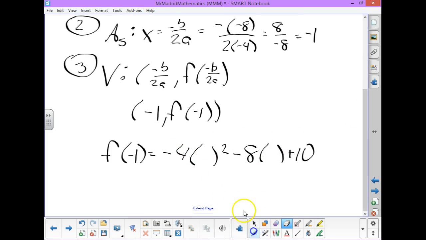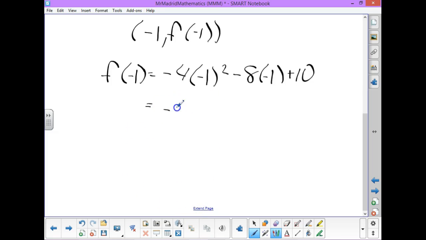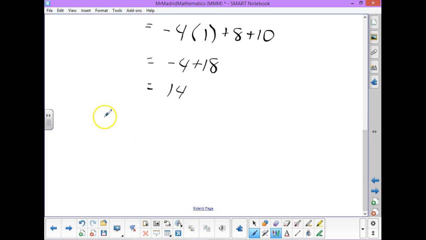And see, what I'm doing here is I'm leaving out the x and putting in the -1 because that's what is required here. So now I get to do the simple math. -4 times 1 plus 8 plus 10. This is 18. This is -4. And I have 14. So, once again, the vertex is -1 and 14.